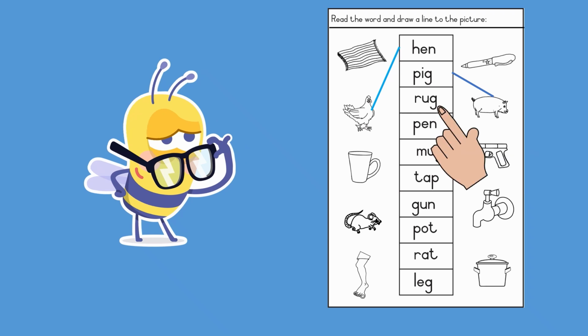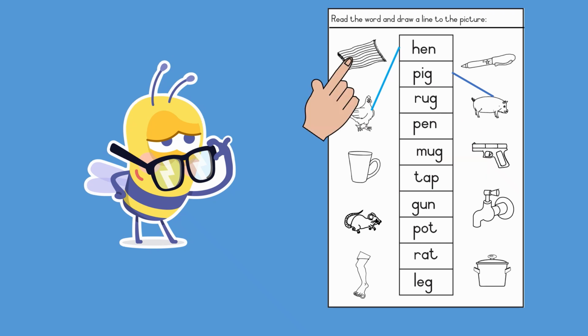Let's go to the next word. What is this word? Rug. Yes, rug. Did you draw a line from the word rug to the picture rug? See if you did it correctly.